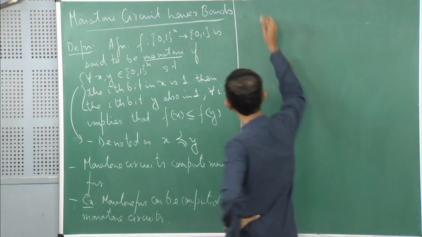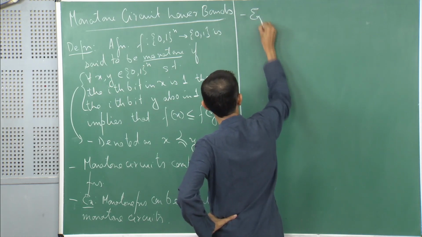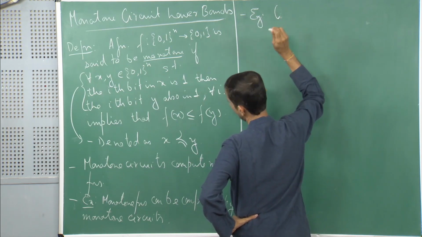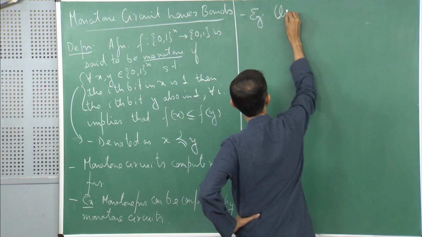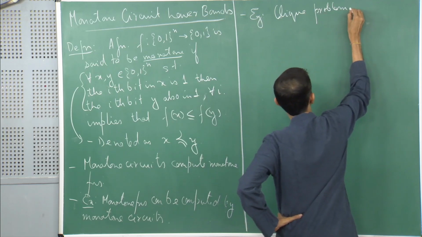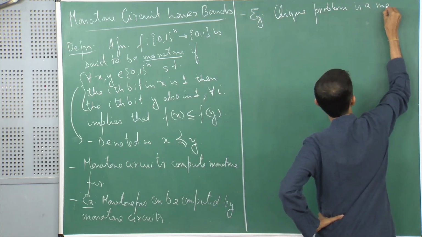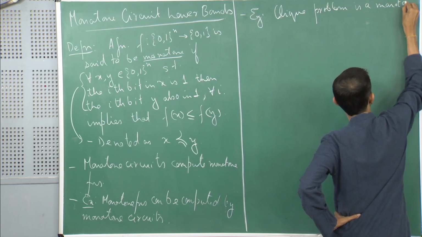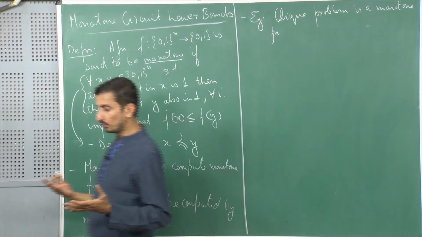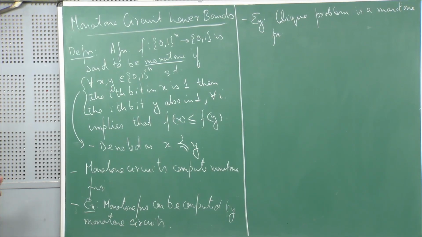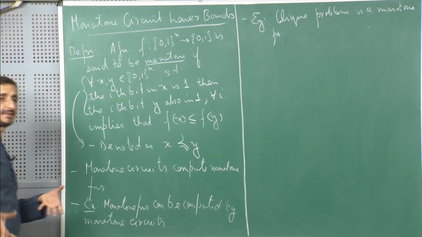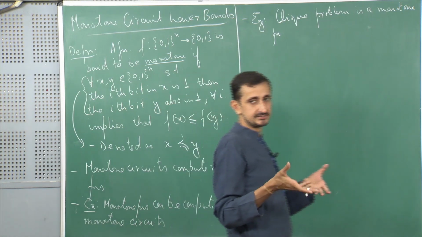Let us look at one example. We will look at the monotone lower bound for the Clique function. The Clique problem is a monotone function. Why is it monotone? The intuitive way to look at it is that once a graph has a clique of a certain size, if you keep on adding edges to the graph, that clique does not change, and it will still have a clique of that size.